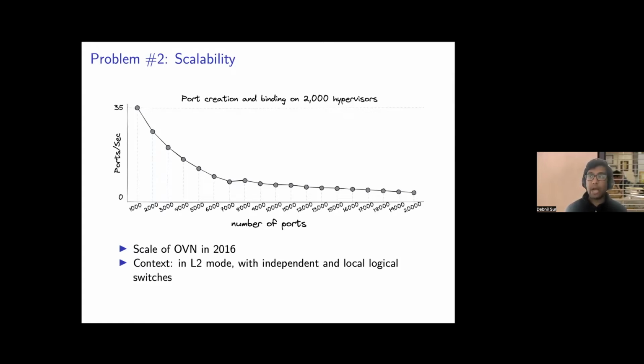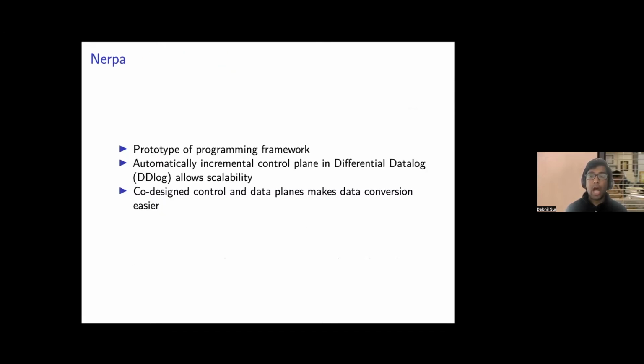With these classes of issues in mind, we present NERPA, a programming framework meant to address these classes of issues. It's currently a prototype, and we're actively developing it, hopefully into production-grade software. NERPA contains two high-level ideas with significant implications for network programming. First, automatically incremental control planes can directly aid scalability.